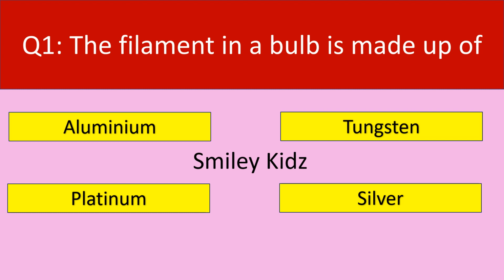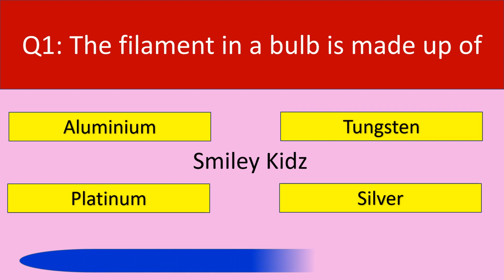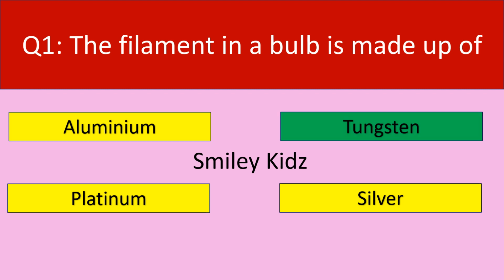Question number 1. The filament in a bulb is made up of. Options are aluminium, tungsten, platinum and silver. Your time starts now. The correct answer is tungsten. The filament in a bulb is made up of tungsten.